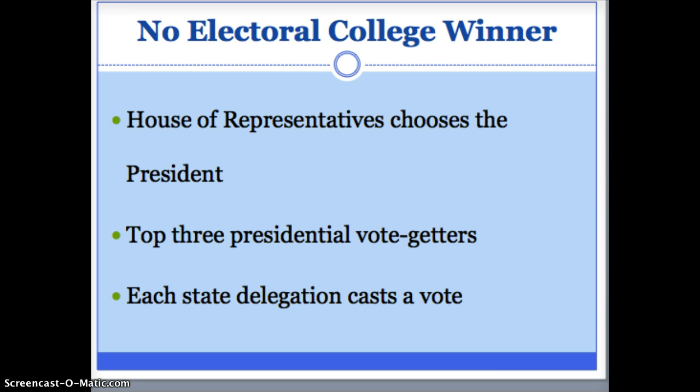In a rare case of no electoral college vote winner, the House of Representatives goes through a process to choose the president. It is determined by the top 3 presidential votes. Each state delegation casts a vote.